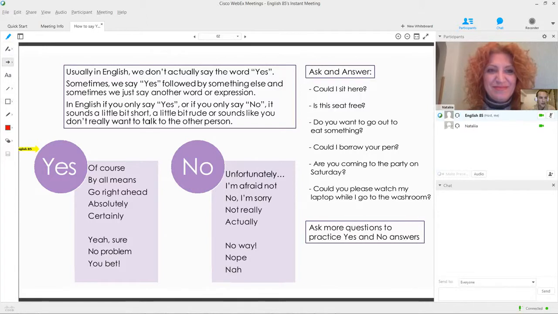We have yes, right? And no. These are very simple ways to say yes and no. Today we're talking about how to say that differently because it's very important. Why do you have to use different words sometimes? How do you think?